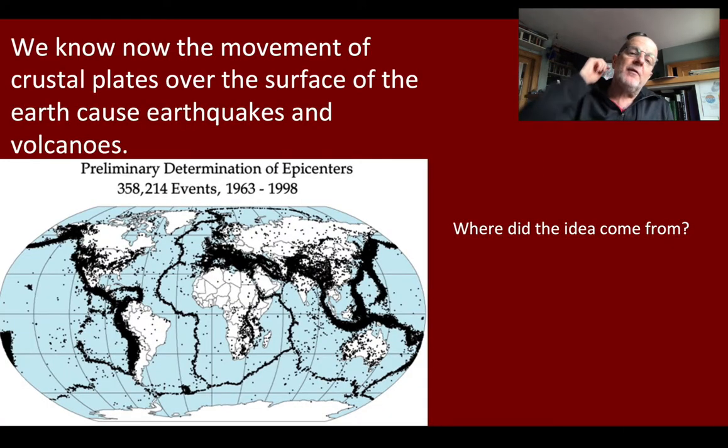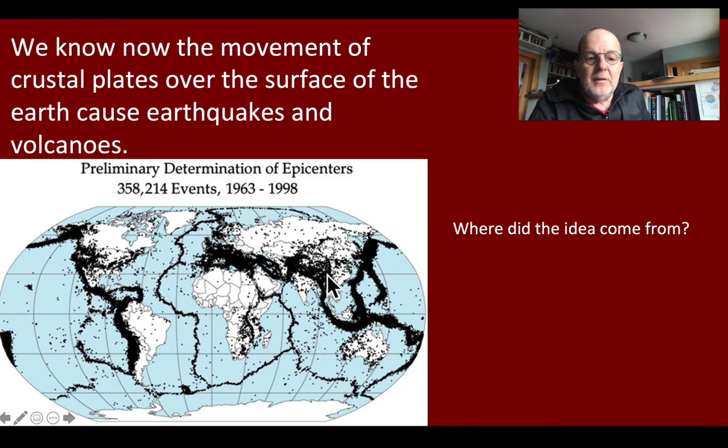We now know that the movement of crustal plates over the surface of the Earth causes earthquakes and volcanoes. And if we look at this map, we see that so many of the earthquakes and volcanic activity follow the margins of the plates, where the plates are meeting, through the Atlantic Ocean basin, along the west coast of South America, the Mexican and Isthmus of Panama, up the west coast of the United States, over to here in what is called the Ring of Fire. That would be this connected to this around the Pacific Ocean basin, the Ring of Fire.